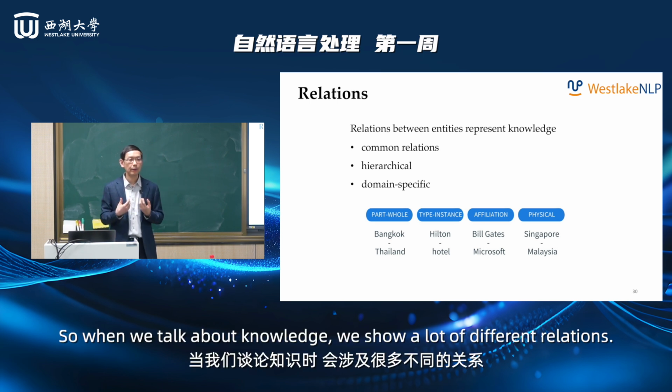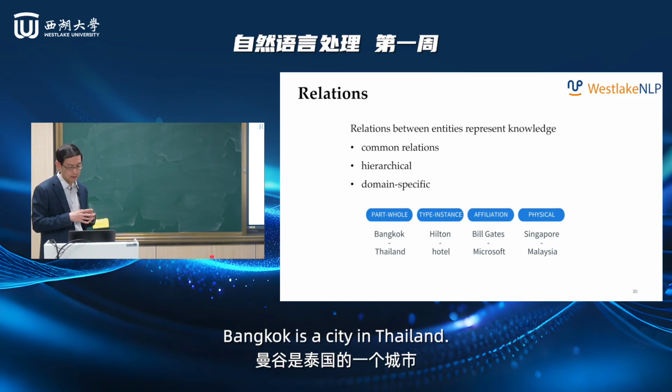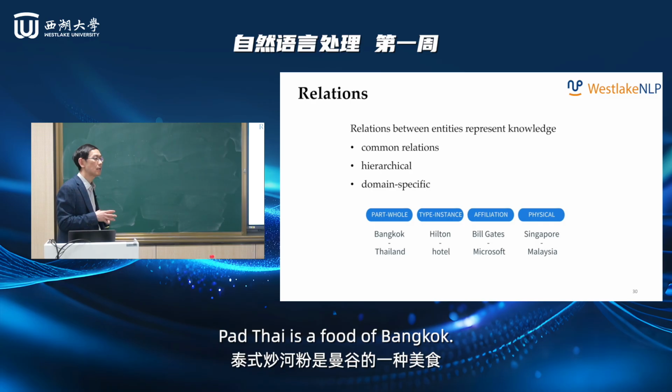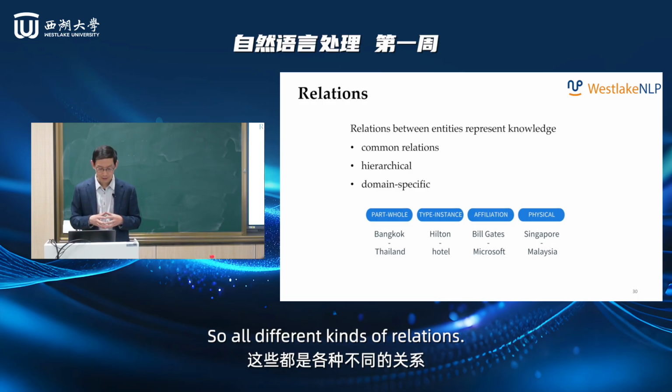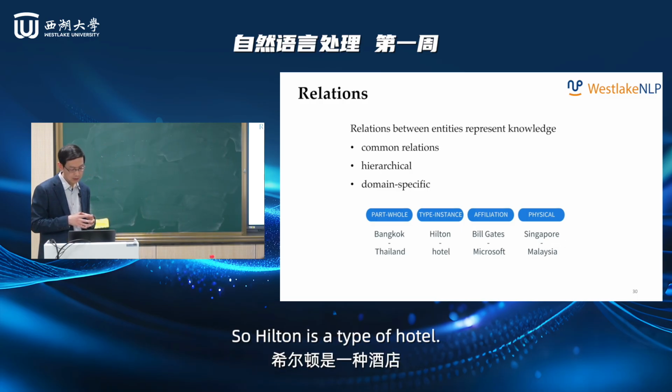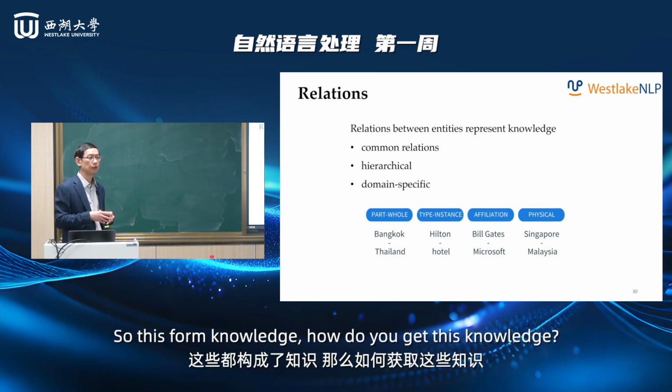So when we talk about knowledge, we show a lot of different relations. And here, for example, I listed a few, right? Bangkok is a city in Thailand, okay? Pad Thai is a food of Bangkok, right? So all different kinds of relations. So Hilton is a type of hotel, right? Bill Gates was one of the founders for the Microsoft company, etc. So this form knowledge.